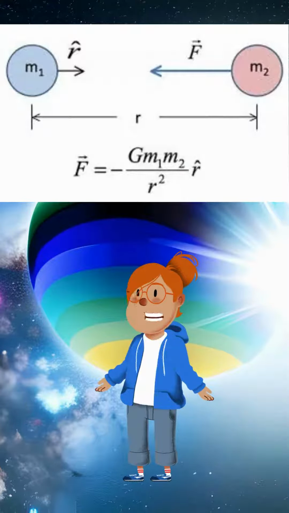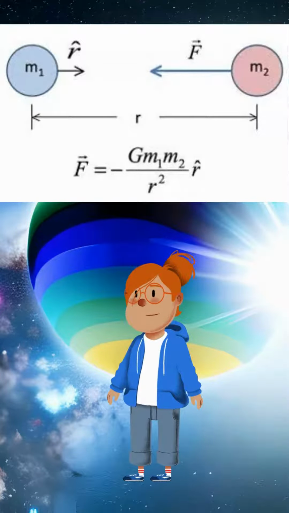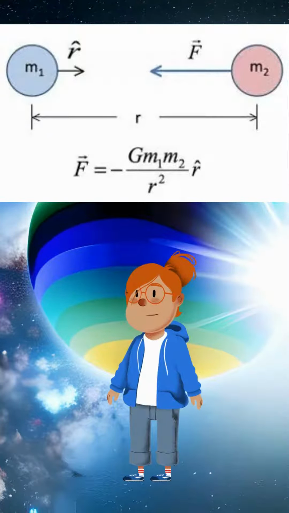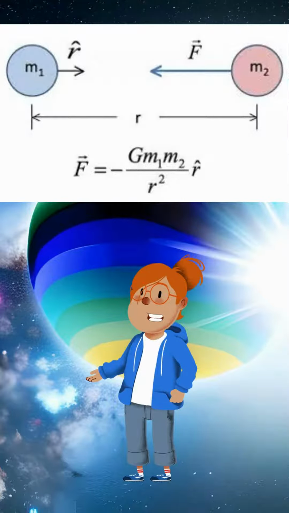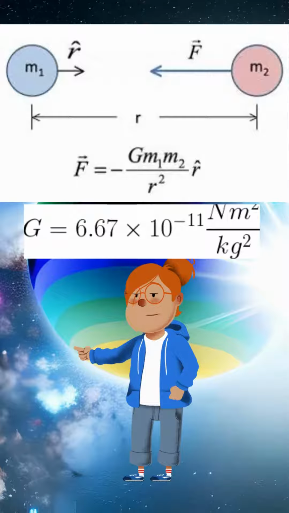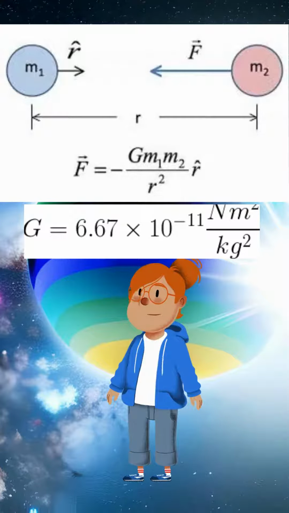F is the gravitational force between the two objects, measured in newtons. m1 and m2 are the masses of the two objects, while r is the distance between them. G is the gravitational constant, a number currently calculated to be 6.672 times 10 to the power of negative 11 newton meters squared per kilogram squared.